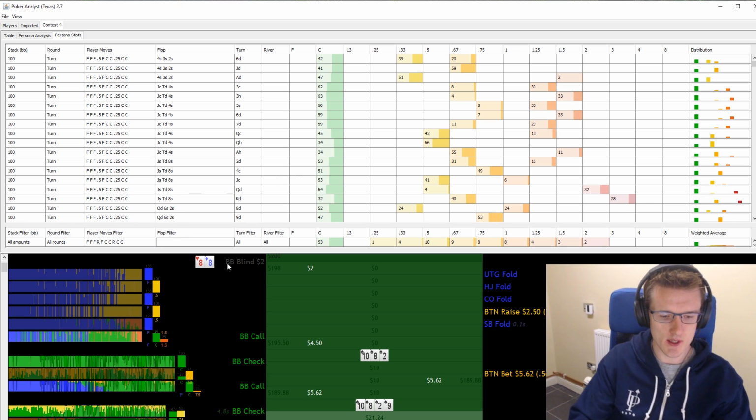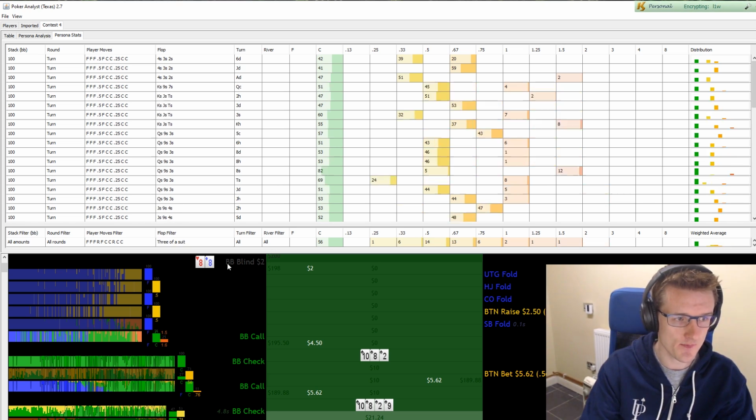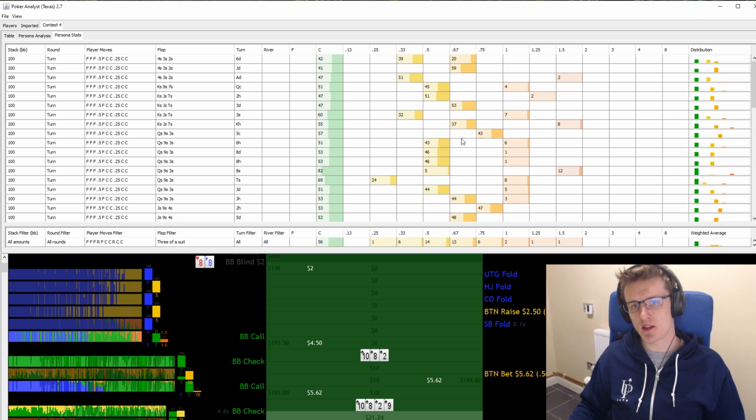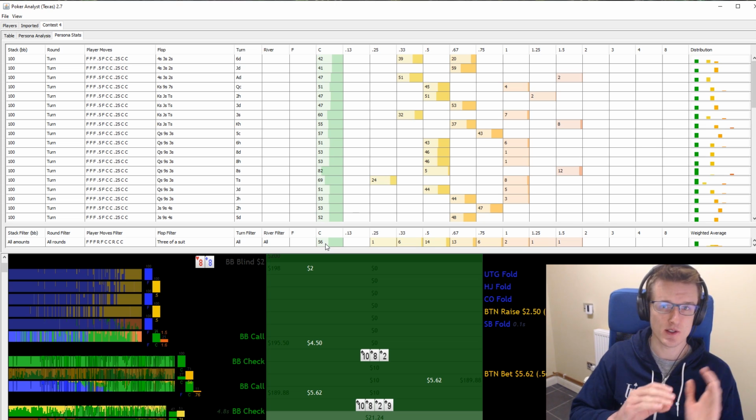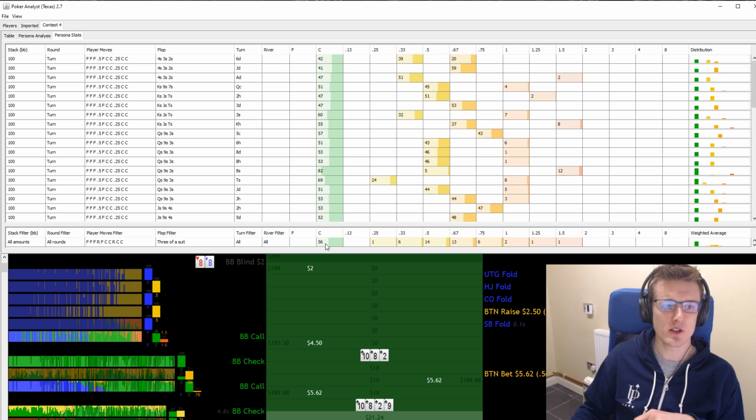If we filter this for after monotone flops, then again we see things change quite a bit. Now we're checking 56% of the time, so our barrel frequency has gone down from 47% to 44%, and you can also see that the sizings we're using have gone down a little bit as well. So we're never using the 2 times pot or so.